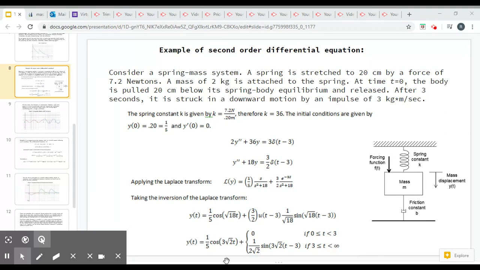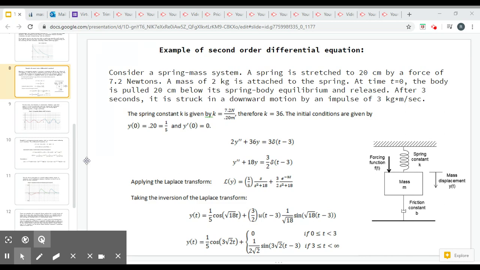And I'm going to move this out of the way. The first component in that equation is the cosine. It's a system that has no dampening, so it just oscillates. The cosine function, it's oscillating. And then the second half is what happens at time t equals 3. There's an additional oscillation added.